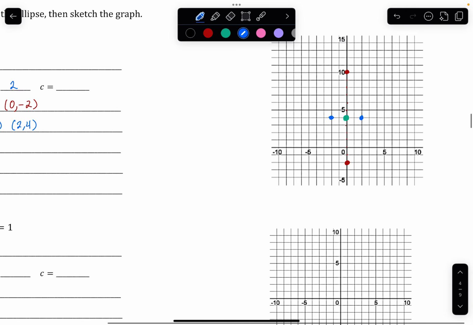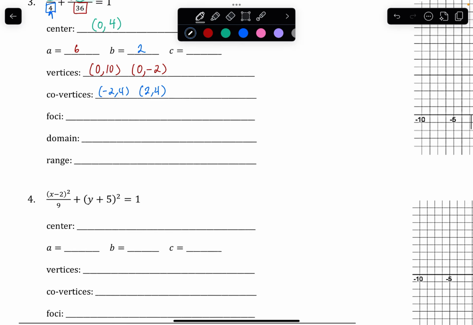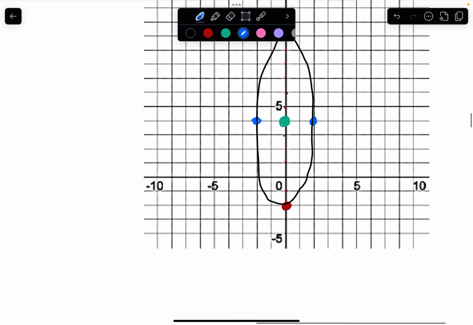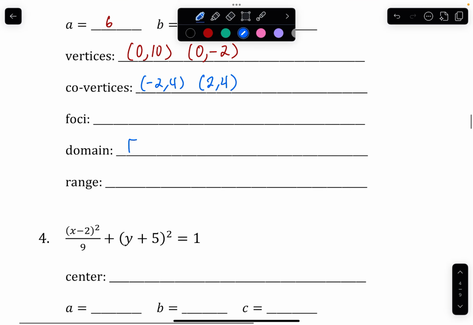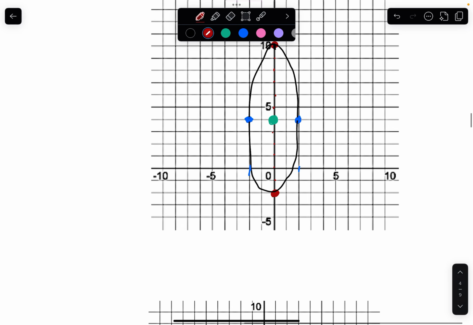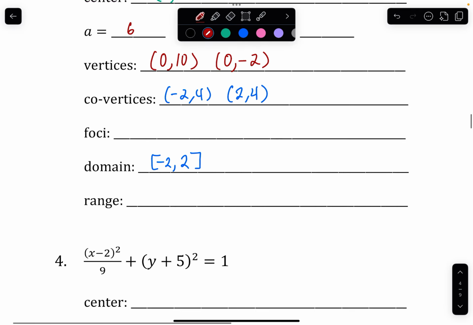Okay, and so once you have those vertices and co-vertices, you can go ahead and connect them to create your ellipse, just the best you can. And then we can go ahead and skip to domain and range. And so the domain is running from left to right, and so from co-vertex to co-vertex. That is -2 to +2. And we're going to use brackets just like with circles because we do actually have those points. And then for the range, we are running from bottom to top. And so vertex to vertex, -2 to 10, again in brackets.